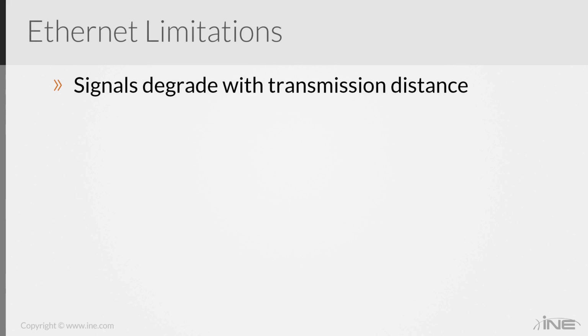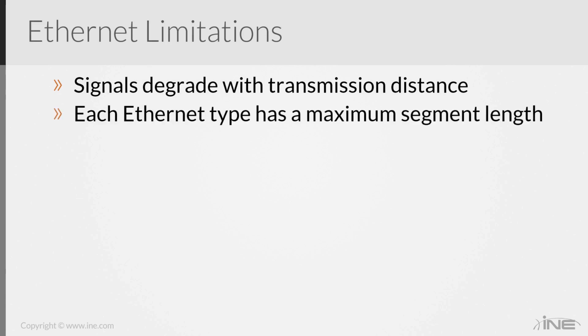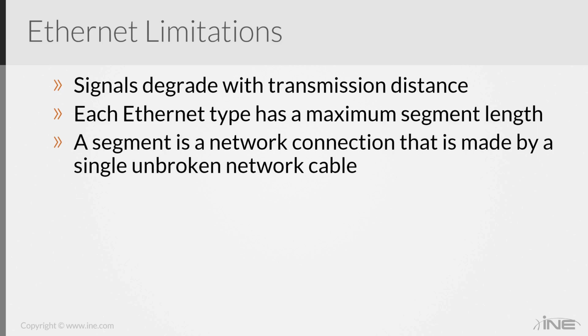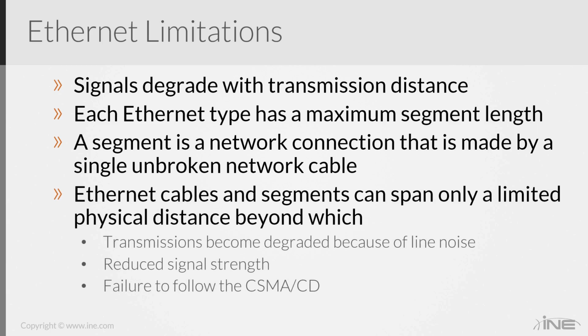Ethernet limitations. Signals degrade with transmission distance. Each Ethernet type has a maximum segment length, which, if you didn't know, is exactly 100 meters. A segment is a network connection made by a single unbroken network cable. Ethernet cables and segments can span only a limited physical distance, beyond which transmissions become degraded because of line noise, reduced signal strength, and the failure to follow the CCNA CD design guide. That is going to be a way for you to prevent things from happening.